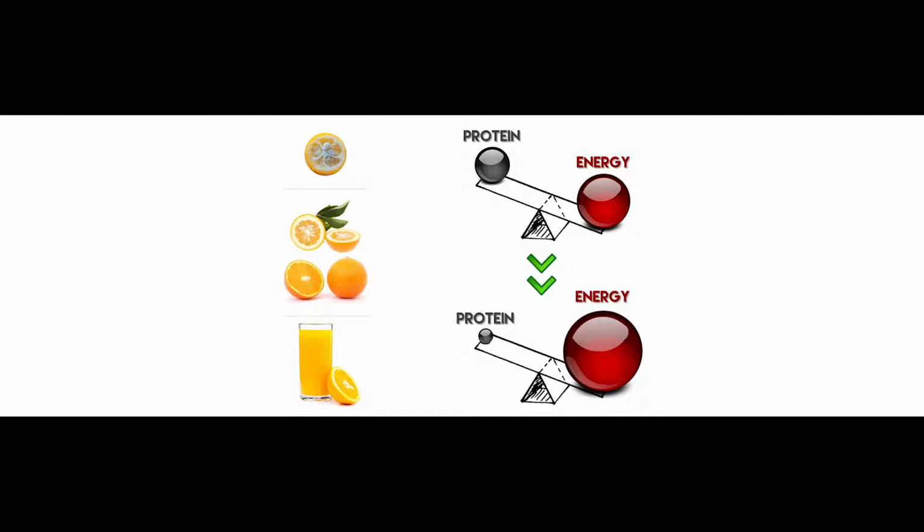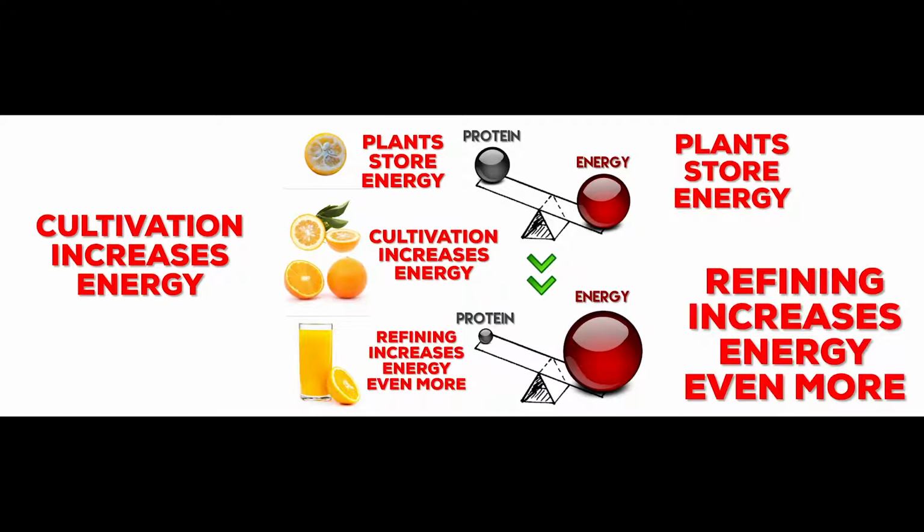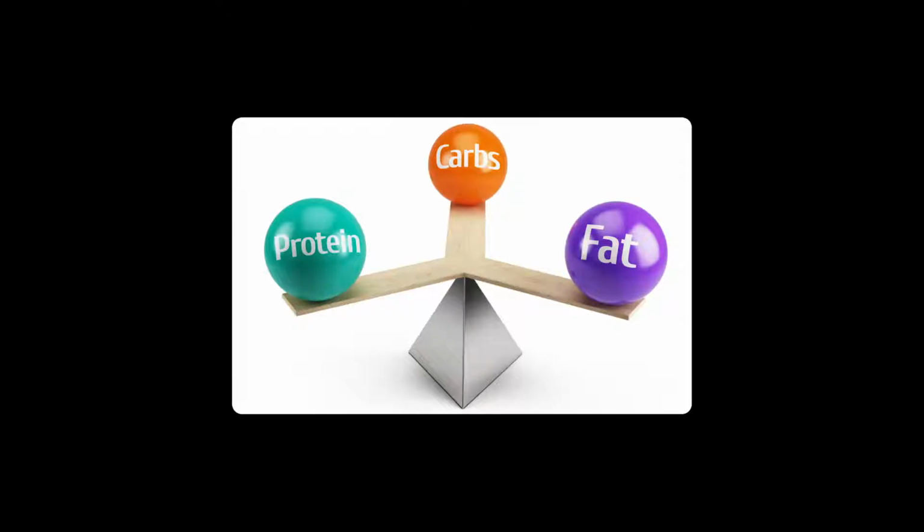So our food today has so much more energy in it than it used to. The reality is that plants store energy, and we like to eat energy, and we cultivate plants to maximize the energy yield. And as if that weren't bad enough, we refine and process all of these foods as well to get as much energy out of them as possible. And by the time we're done, the amount of energy we get for the amount of protein and minerals is just ridiculous. Let's talk about the 3 macronutrients for a minute: protein, carbs, and fats.